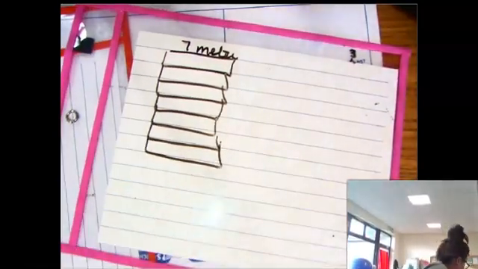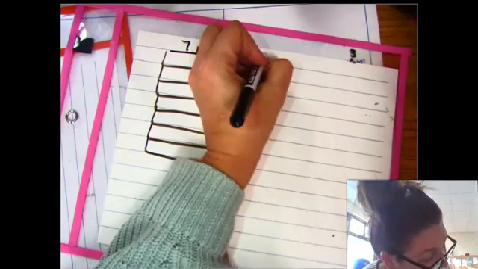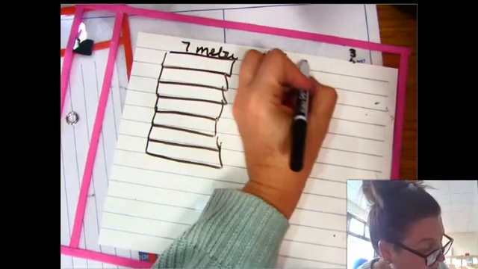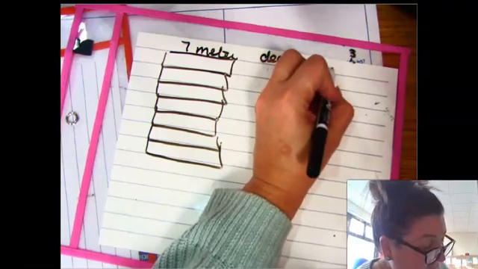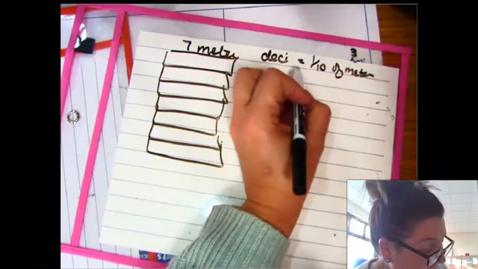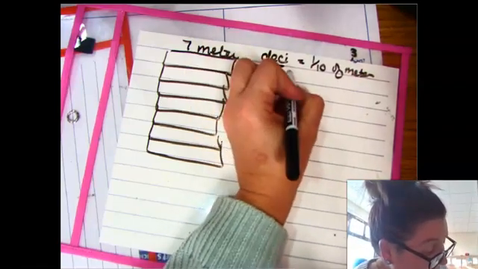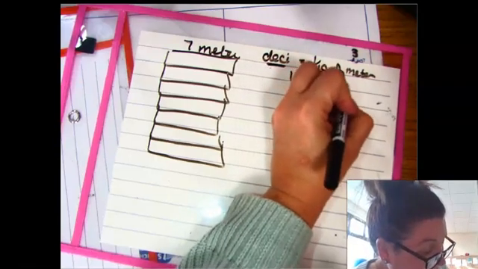So there's 7 meters. She needs to cut them, and they're each a decimeter long. So she's cutting them into decimeters. Remember, those decimeters are little pieces? They're 1/10 of a meter. How do I know that? Because 10 of these decimeters is equal to 1 meter.